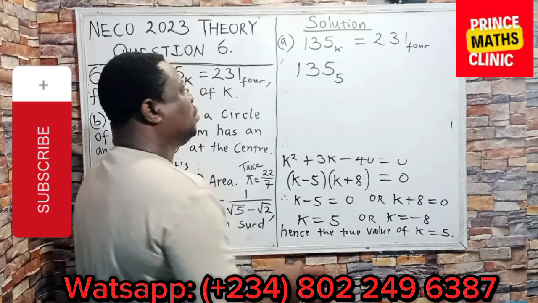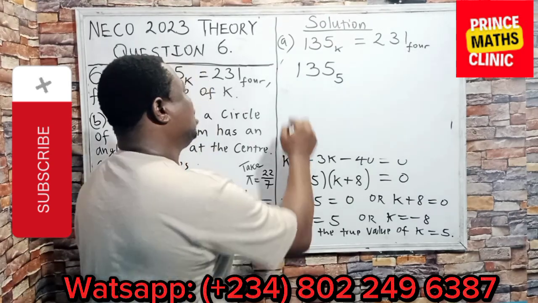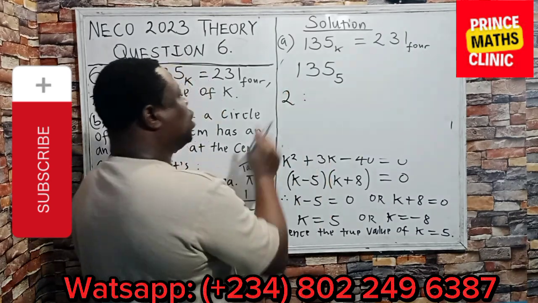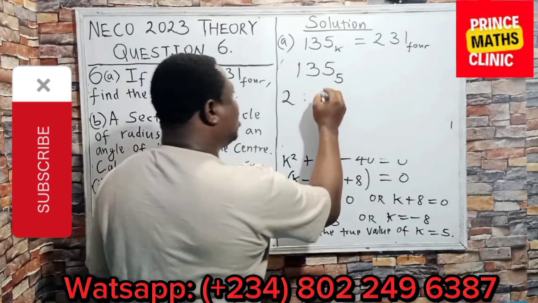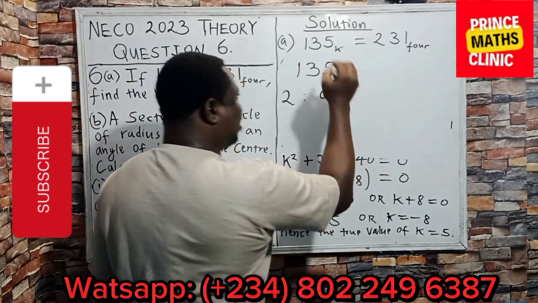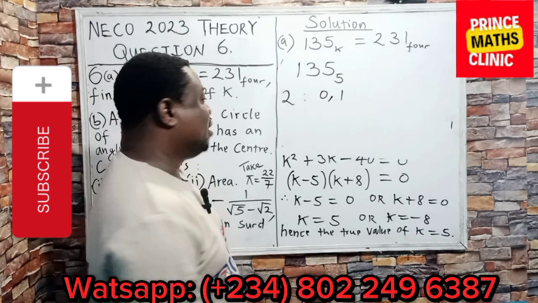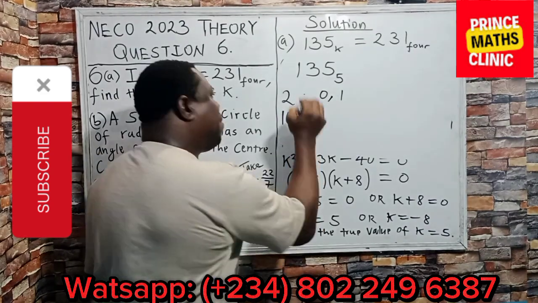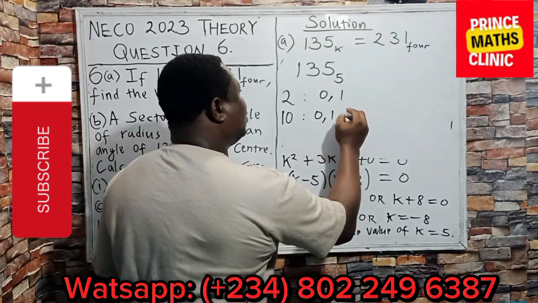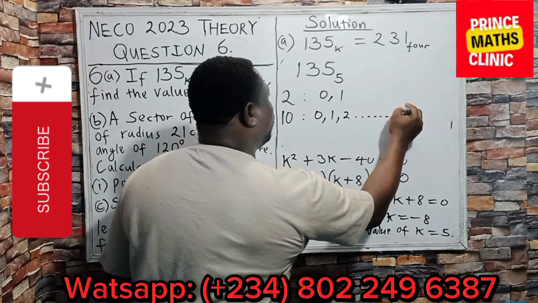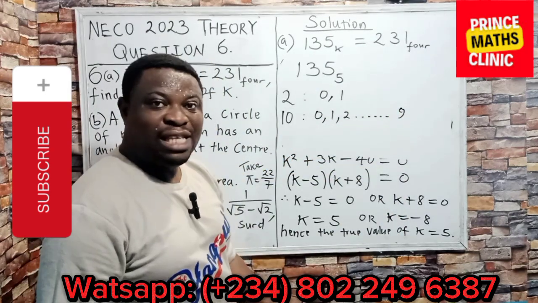2, the numbers that are allowed in base 2 are only 2 digits. And what are those digits? 0 and 1. If we are given a base of 10, 10 numbers are allowed: 0, 1, 2, to 9. And if you count all the numbers, there will be 10 in number.